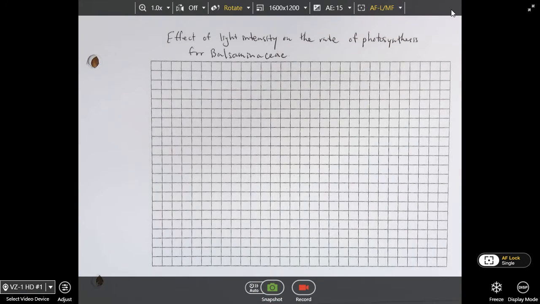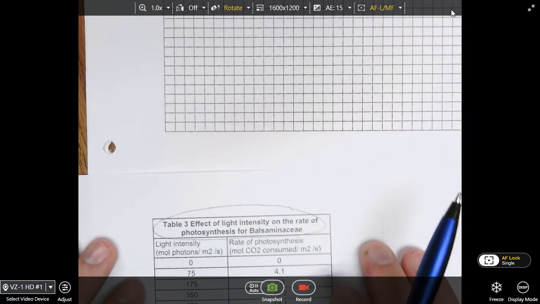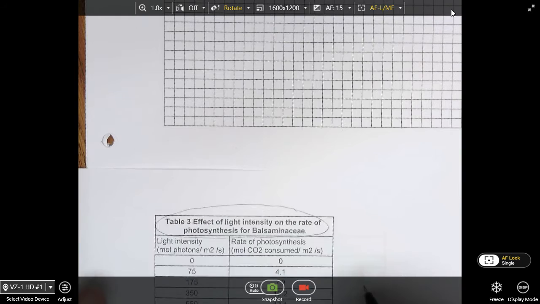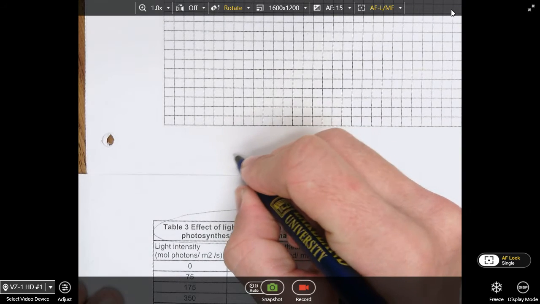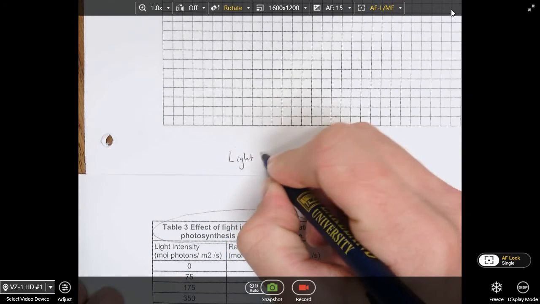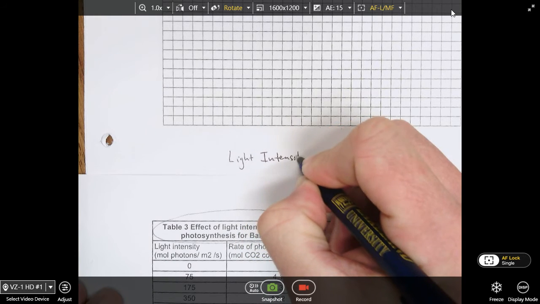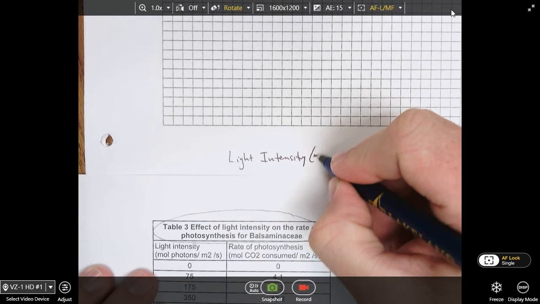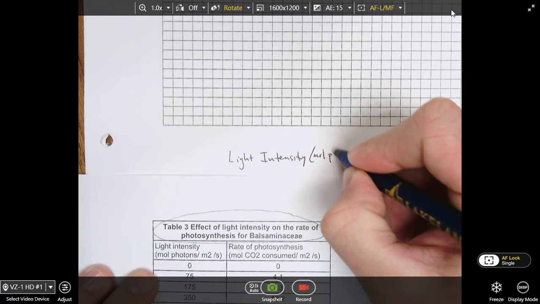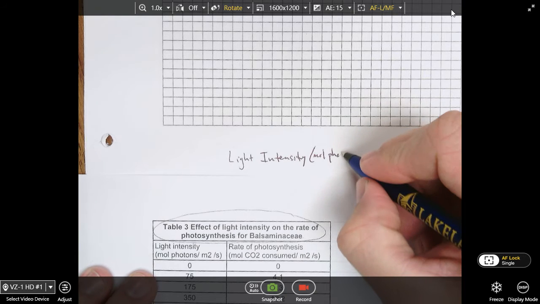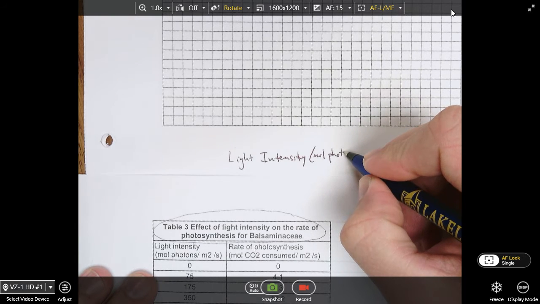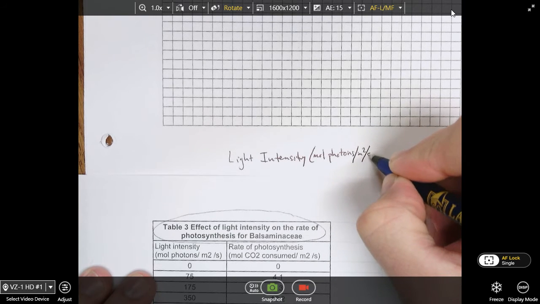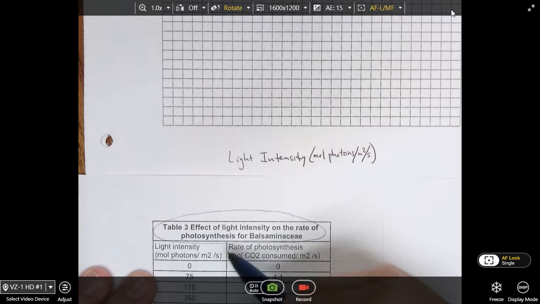So I'm going to go down here and I'm putting light intensity. Now I got to leave some room for my numbers, right? So I'm going to go a little bit lower. Light intensity, and in parentheses, I'm going to put the units. Even if you don't fully understand the units, moles of photons per meter squared per second. I guess that's what light is measured in. And that's on our X because that's over here.